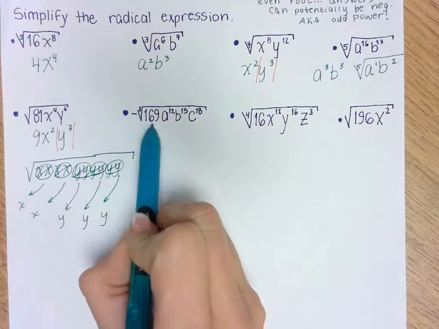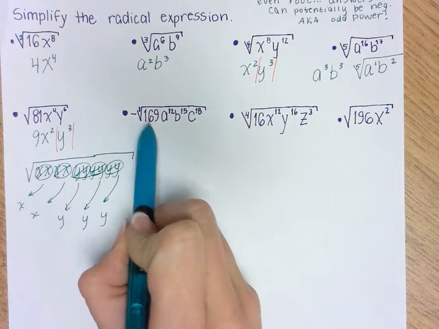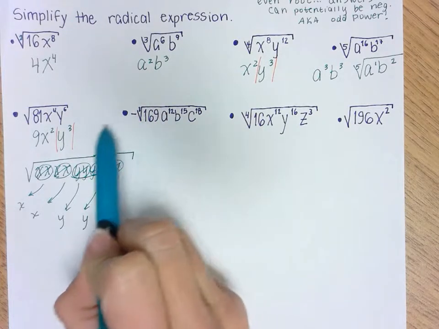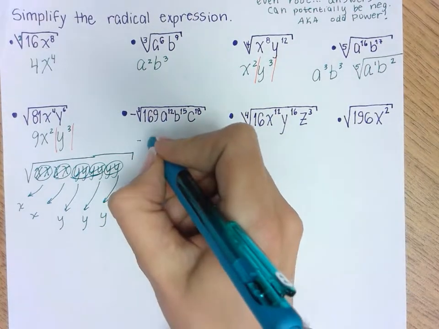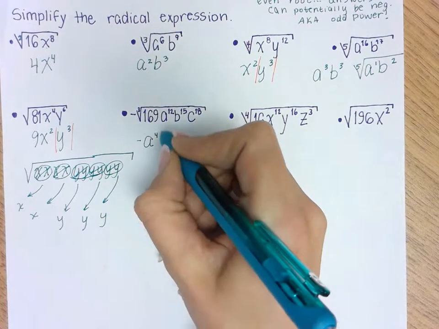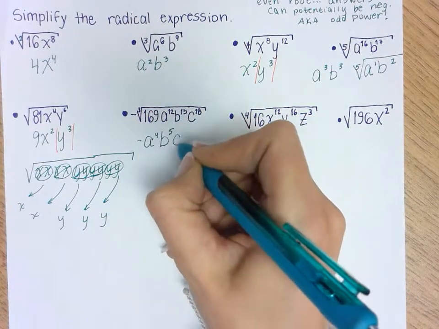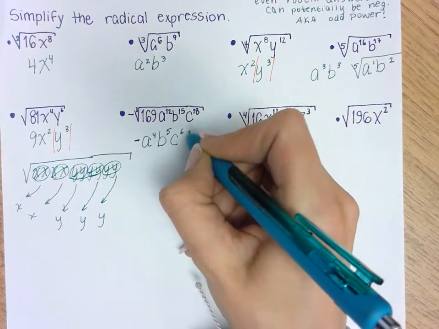All right, cube root of 169. You might be tempted to say 13, but it's 13 times 13. Do I have 3 of them? No. 13 is prime. I can't do anything else, so it just stays inside. 12 divided by 3 is 4, so it's negative a to the fourth. 15 divided by 3 is 5, so it's b to the 5. 18 divided by 3 is 6, so it's c to the sixth. That negative could just sit out front, really doesn't matter.